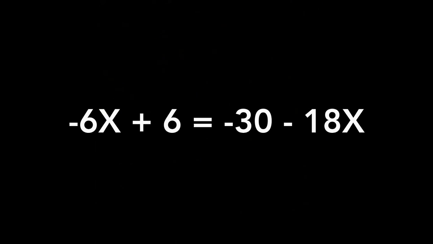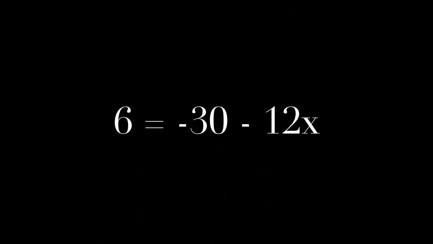Then combine like terms. On the first side, 5 and 1 are the coefficients. Add them together, which will mean the new equation is going to be negative 6x plus 6 is equal to negative 30 minus 18x. Add 6x to both sides using the addition property of equality. The new equation is 6 equals negative 30 minus 12x. Add 30 to both sides using the addition property of equality. That would mean the new answer is 36.